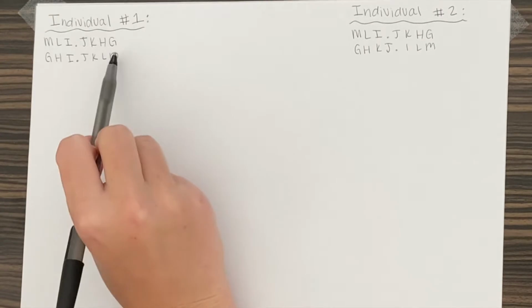In this video, we are going to be talking about the synapsis of chromosomes during meiosis and possible chromosomal aberrations. We are going to discuss two individuals. The first individual has the chromosomes MLI centromere JKHG and GHI centromere JKLM.